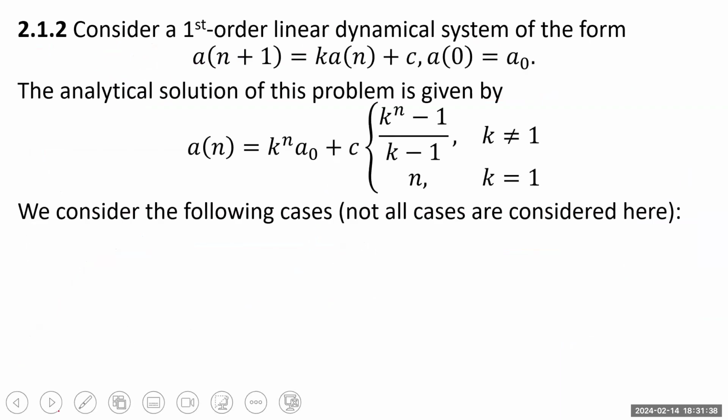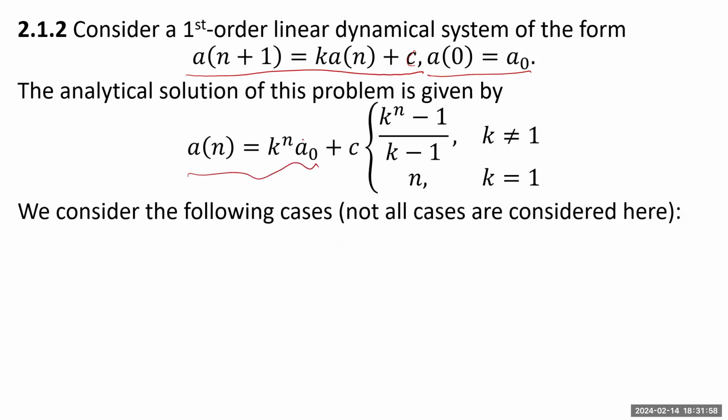So that is the homogeneous form of the first order difference equation. So what about the non-homogeneous difference equation? If it is k times a of n plus c, with initial condition a naught, we know that we proved the solution of this is k to the power of n times a naught plus c times k to the power of n minus 1 over k minus 1, where k is not equal to 1, and a naught plus n c when k is equal to 1. So we proved this for the non-homogeneous case.